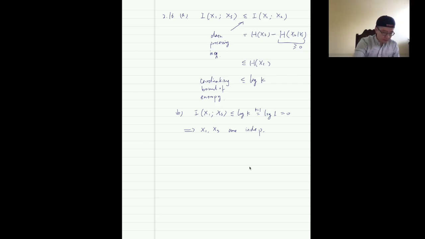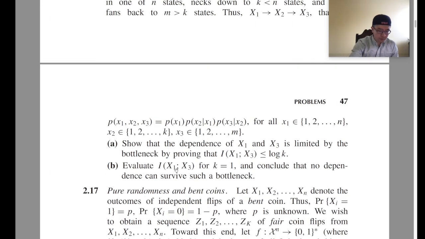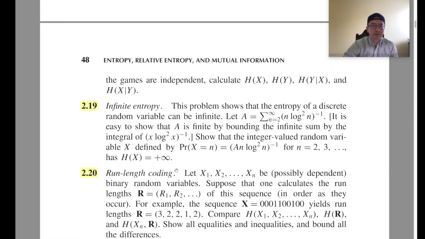Okay, so next, let's see the next question, which is question 19. Infinite entropy. This is just an example that tells you that the value of the entropy can be infinite, even under a valid PMF. We define A as this formula, and that A is finite. The PMF is given by this formula, and then it asks you to compute the entropy and show it is infinity, right?